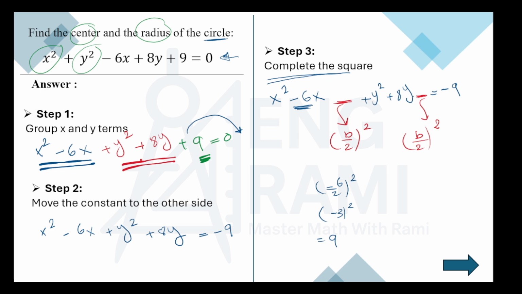And here, the number we have to put in here is 8. You see that we take 8 and the sign, which is positive, over 2 all squared. Then it is 4 squared, which is 16.